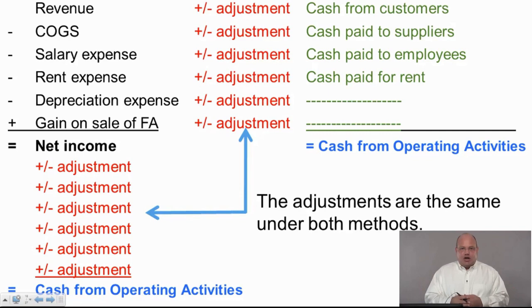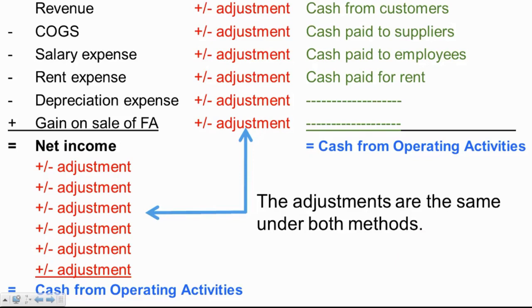You eliminate depreciation expense under both of them. You make an adjustment for receivables under both of them. What's different is the presentation. Under the direct method, we have this nice cash from customers, cash paid to suppliers, cash paid to employees. Under the indirect method, we have this net income plus minus plus plus minus minus equals cash from operating activities. Okay? That's the only difference between them, is the presentation.